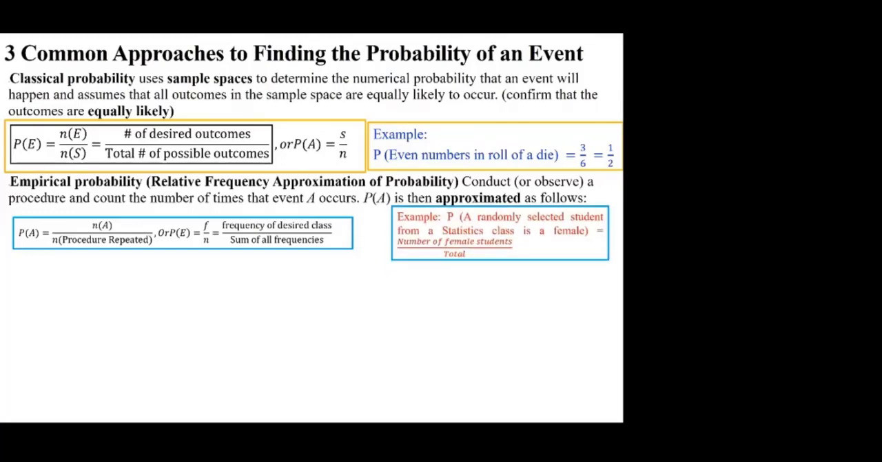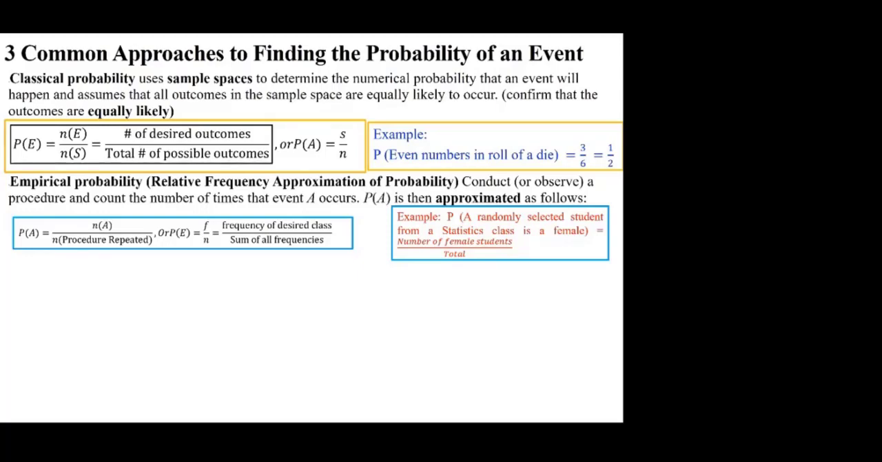So the probability of a randomly selected student from a statistics class being female, for example, would be the number of female students over the total. Just for the sake of argument, if we have 40 students in class and 21 students are female, that would make it 21 over 40. That's just an event that follows relative frequency as an approximation.